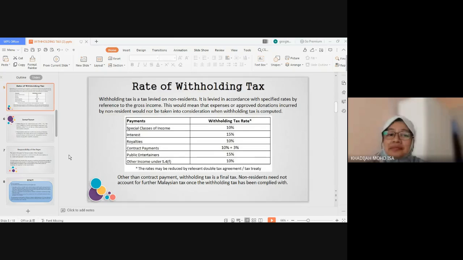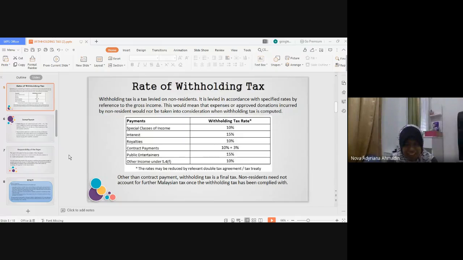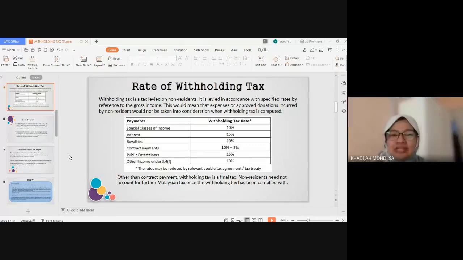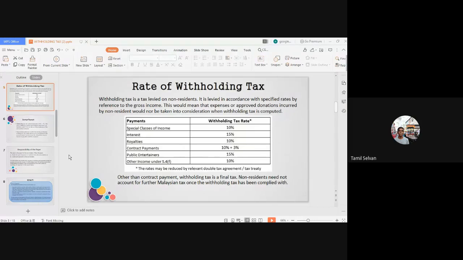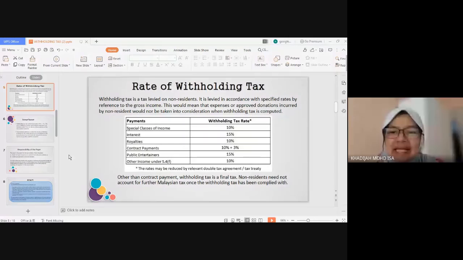When are you supposed to submit your Form C? 15 December. Okay, your year end is? When's your year end? 31st December. Let's say your year end is 31st December 2019. When should you submit your Form C to the Inland Revenue Board? I think 7 months after your closing. So when is that? By 31st of July, right?